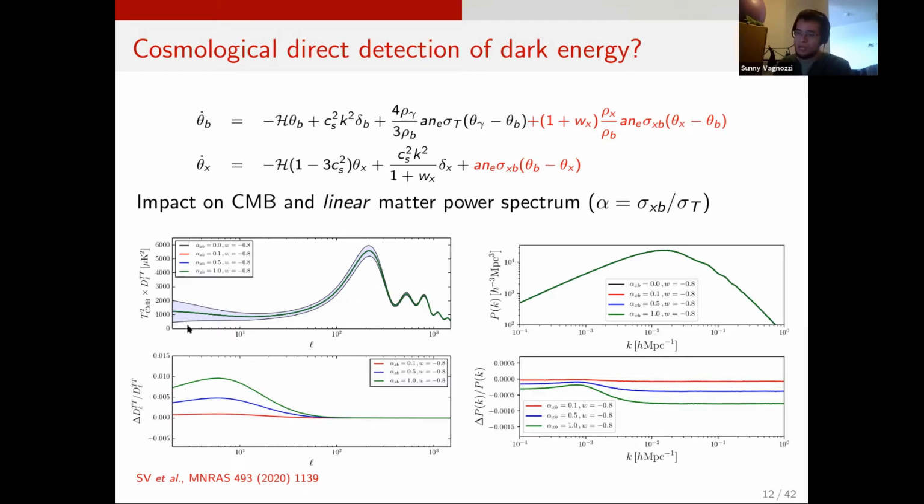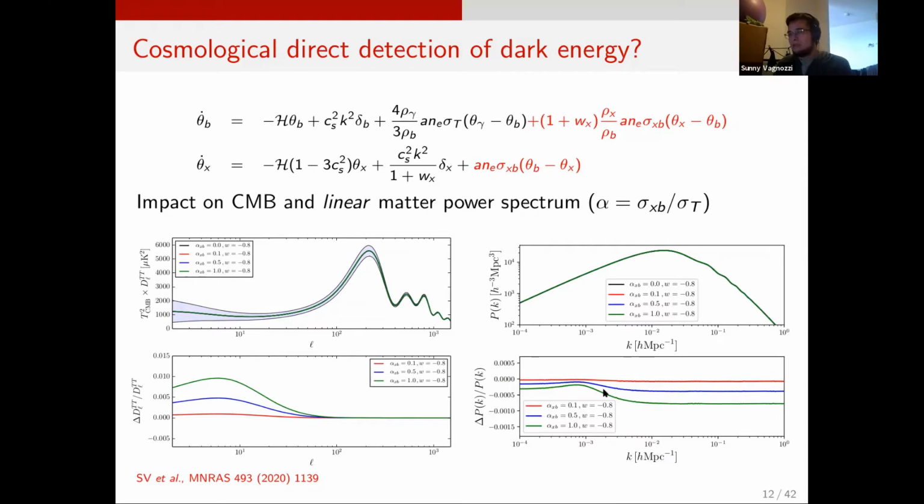In the CMB, focus on the green curve. You don't see any change by eye in the power spectrum. If you look at the residuals, they are at the percent level in a region which is completely dominated by cosmic variance. So there's no way you are ever going to see this. In the matter power spectrum, on the right-hand side, the effects are even smaller. The residuals are at the per mil level. So it's something you have no hope of seeing, at least in a linear regime.